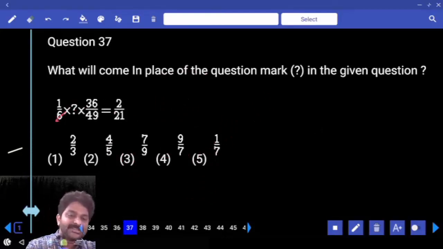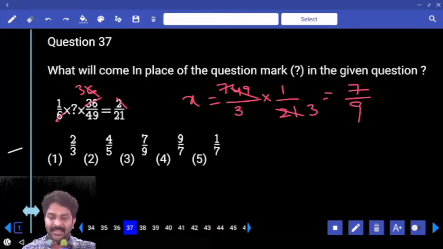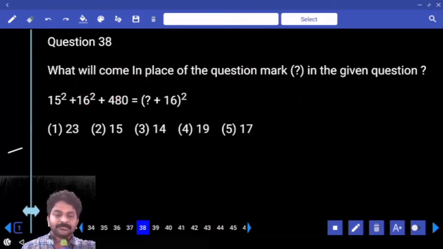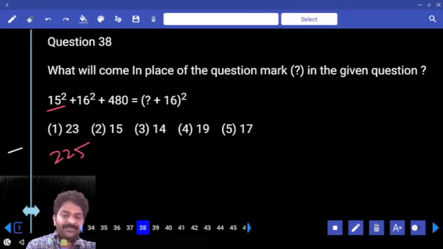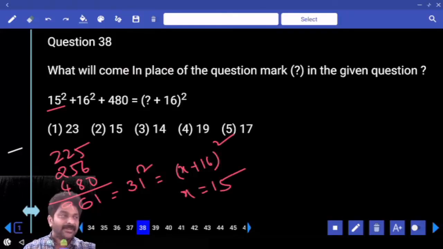Right. So now 6 exactly 6 times. 2 3 times. So x is equal to 49 by 3 into 1 by 21. 7, 7 times, 7, 3 times. So 7 by 9. 15 square, 225. 16 square, 256. Plus 480. So that is equal to 961. 961 is 31 square only, which is x plus 16 whole square, then x must be equal to 15.